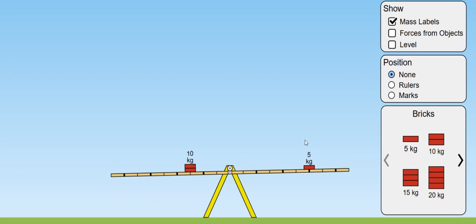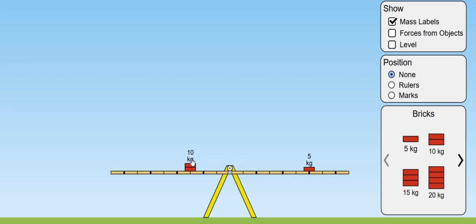Well, what do you know? They balance each other out. Now, you may ask how this happens. Well, as I told you before, it's not only the weight or the force that we use here. It is also the distance that we're using.